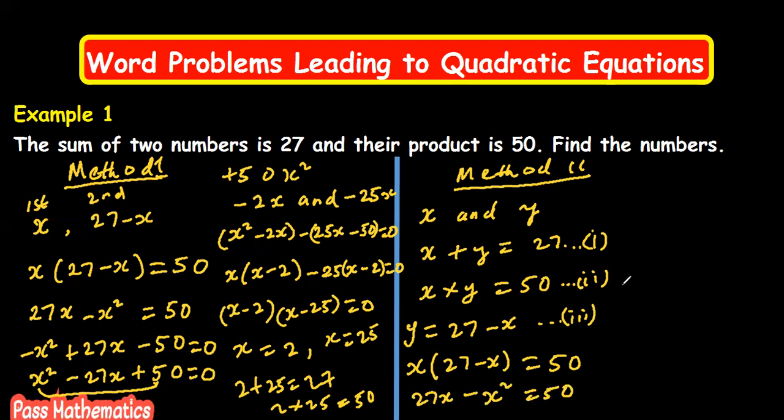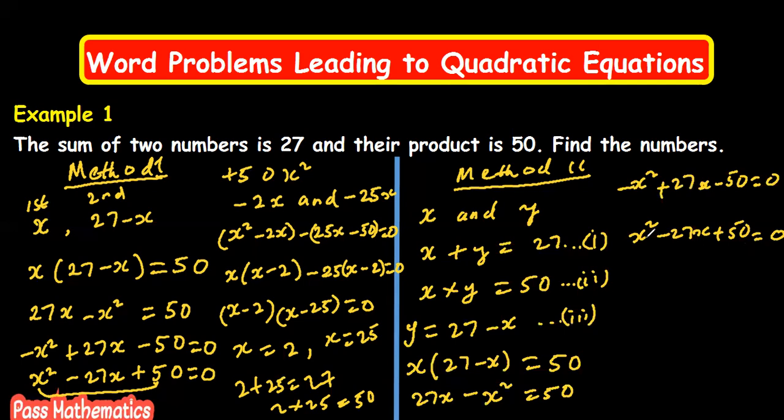So when we rearrange this equation again, we need to rearrange it to get a proper quadratic equation. So you are going to have x squared. So we have minus x squared, yes, plus 27x minus what, 50 equal to 0. So multiplying through by minus 1, you should have x squared minus 27x plus 50 equal to 0.